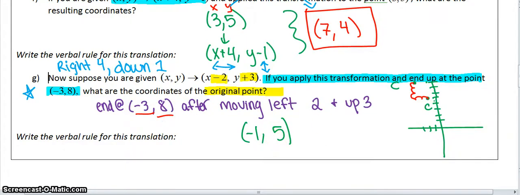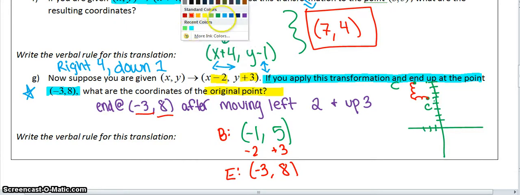Okay, the other way you can check it is by applying the mathematical rule. So I've got to subtract 2 from the x, and I've got to add 3 to the y. Do I get my endpoint? Negative 1 minus 2 is negative 3. 5 plus 3 is 8. So I do get my endpoint. This is where you begin. This is where you end.